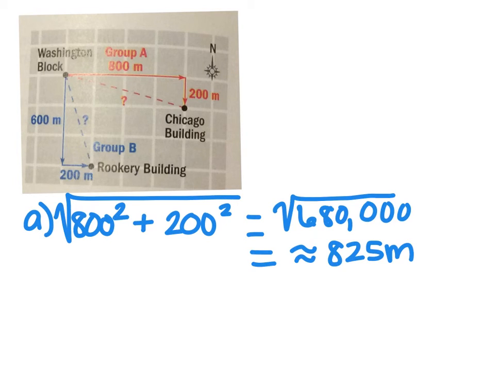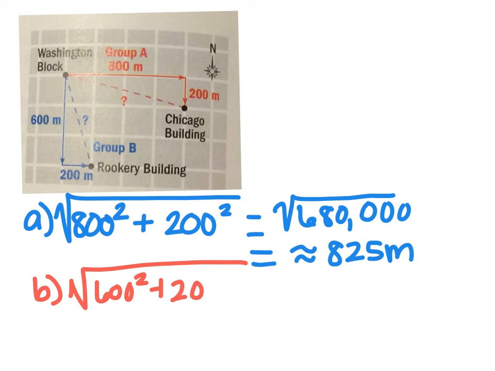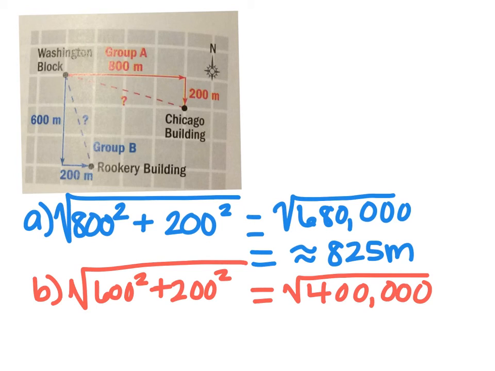All right, let's calculate group B. So group B, we have a distance of 600 meters squared, plus 200 meters squared. So we know they didn't go quite as far because we only have 600 plus 200, right? So let's see what that number is going to be. It is 400,000 meters, which is roughly equal to, the square root of that is roughly equal to 632 meters.